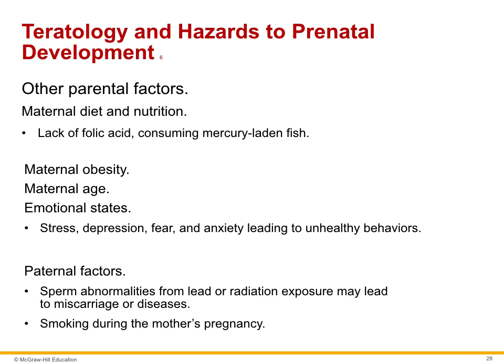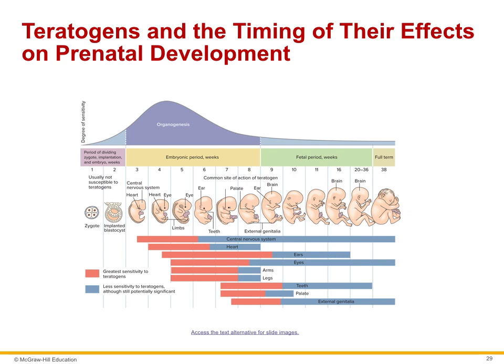And then, of course, there are other parental factors. The mother's diet and nutrition, if she is obese, her age, if she is too old. And then, of course, emotional states. If there's a lot of fear and anxiety, if there is stress or depression, or it's just a really intense time in the mother's life, that can have negative effects on the baby. And this is another graphic that I left in here that if I were you, I would totally pause and just look at it a little bit because it is very informative.